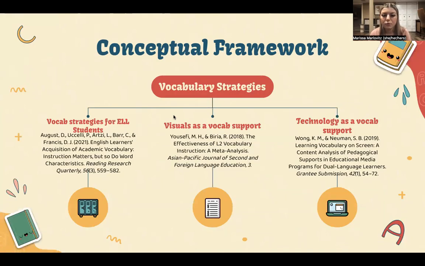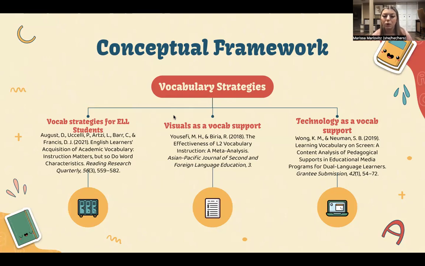So conceptual framework. I kind of broke this into 3 different areas. So vocab strategies for ELL students. I found a great article on that. Visuals as a vocab support, that is a big thing with ELL students.